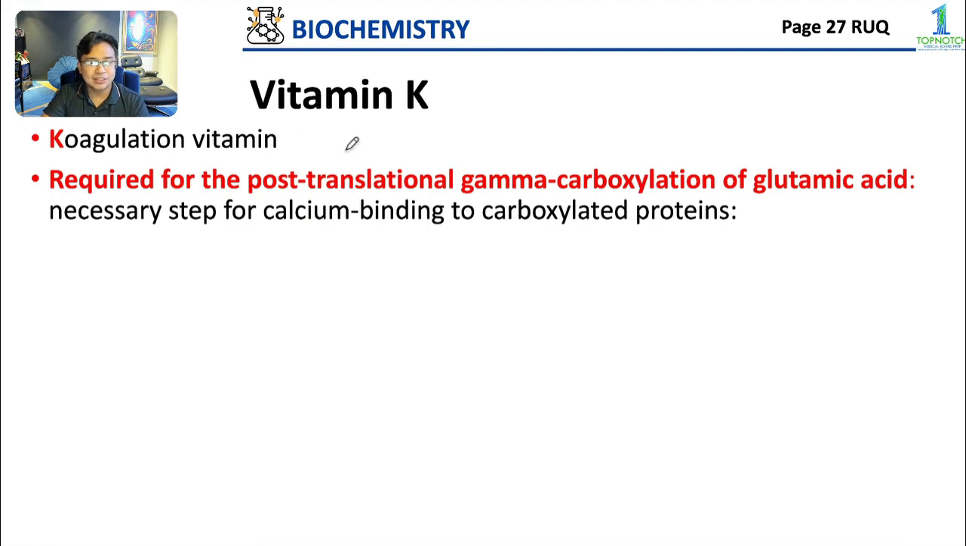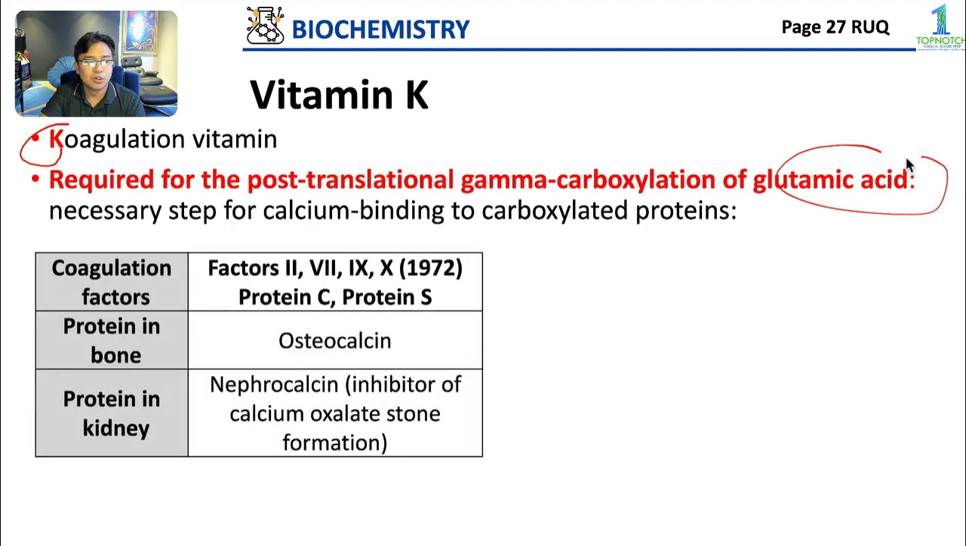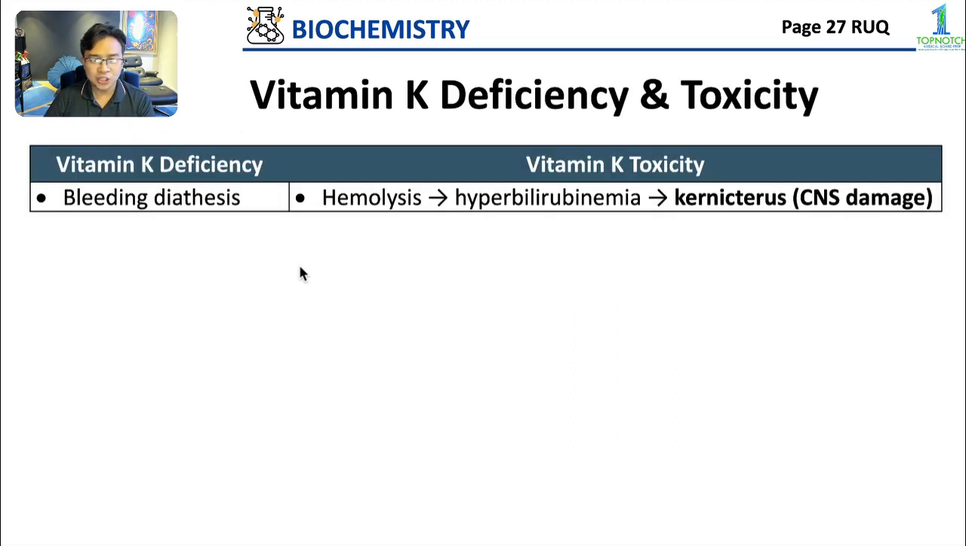Now, vitamin K naman, the coagulation vitamin, it is required for the post-translational gamma carboxylation of glutamic acid. Necessary step for calcium binding to the following proteins. For your very famous coagulation factors, we have your factors 10, 9, 7, and 2, guys, not 1, it's 10, and protein C and S. Of course, if you have poor vitamin K in the body, can lead to bleeding problems, while excess amounts can lead to kernicterus or CNS damage.